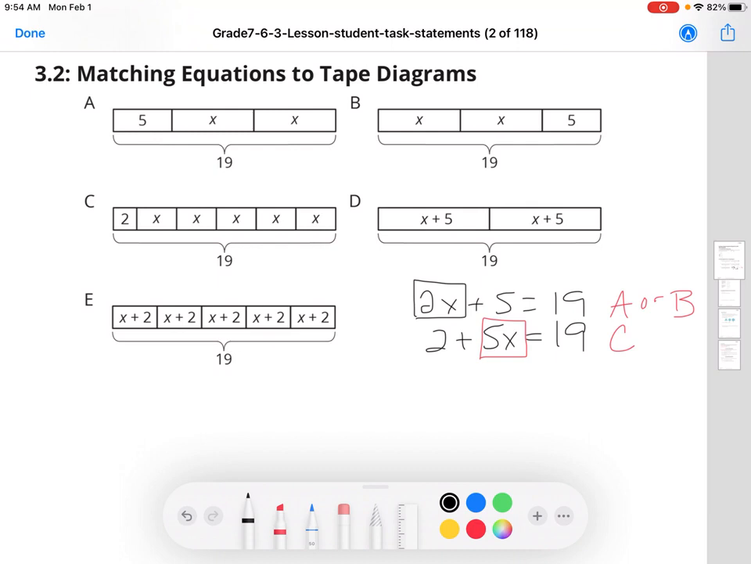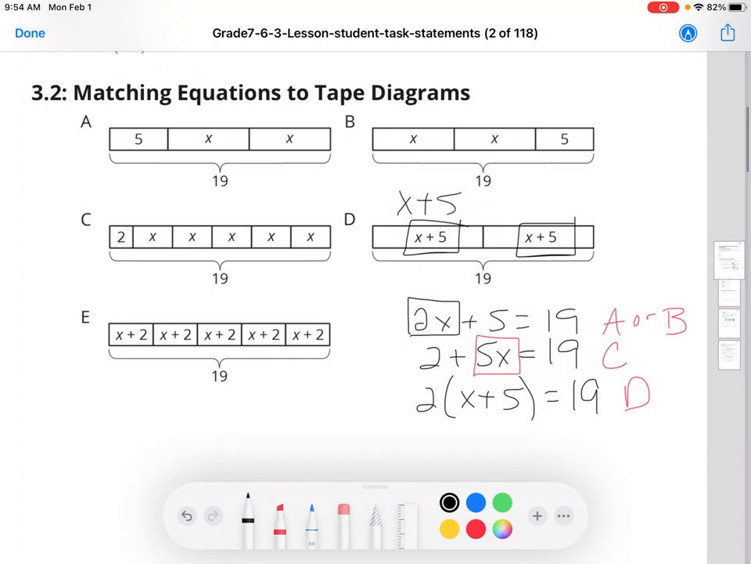Okay, next one is 2 times x plus 5 equals 19. So which diagram would match that expression? Diagram D. So we see that D is broken up into 2 equal parts, and they're both labeled x plus 5. So that's x plus 5 plus x plus 5. And since we're repeatedly adding the same thing twice, that would be the same thing as 2 times x plus 5, which is 2 groups of x plus 5.